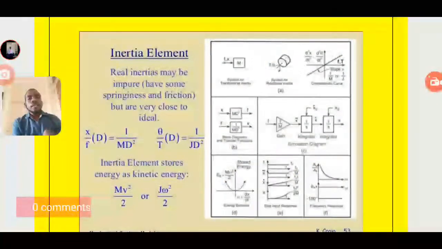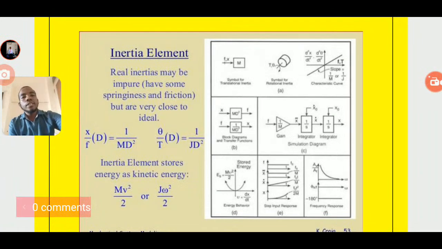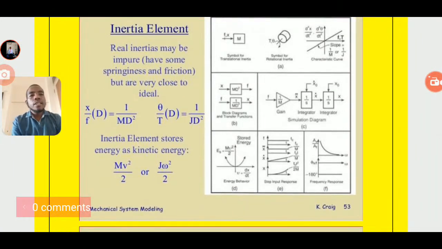So the inertial element: real inertia may be impure or have some springiness and friction, but is very close to ideal. So x over f into d is equal to 1 over m d squared.